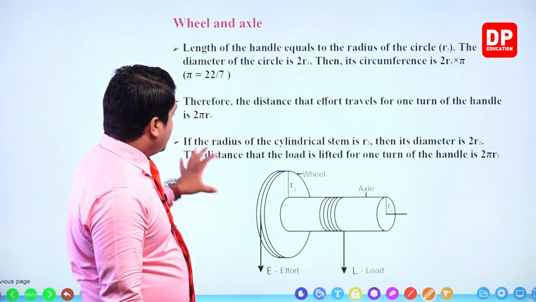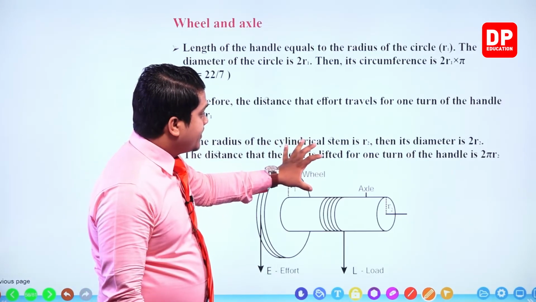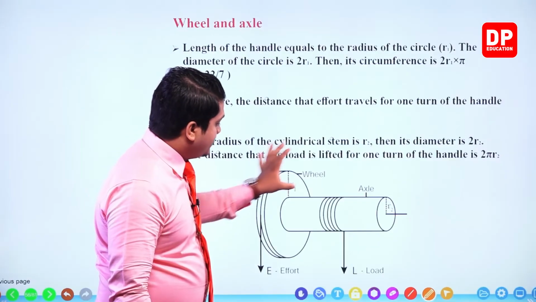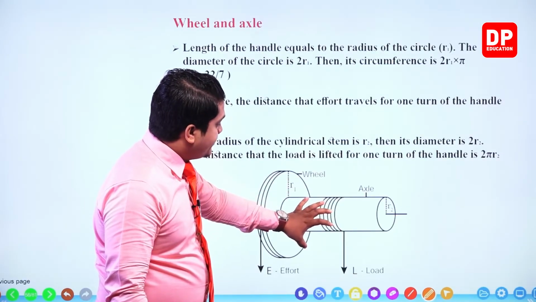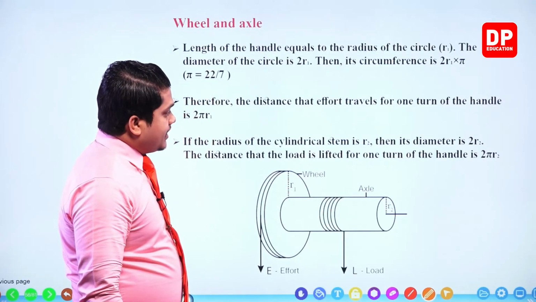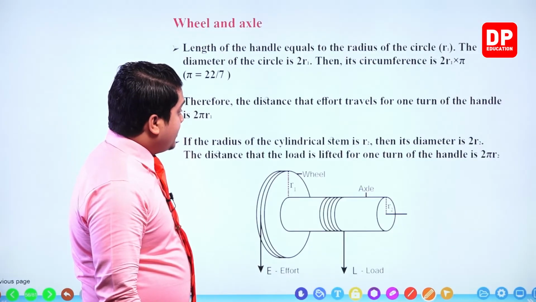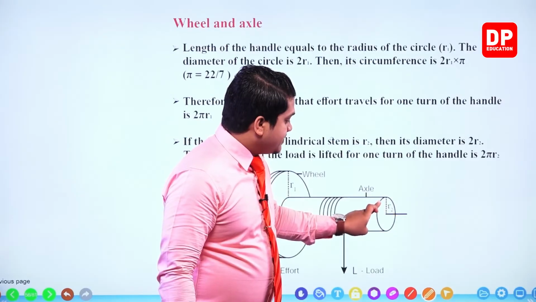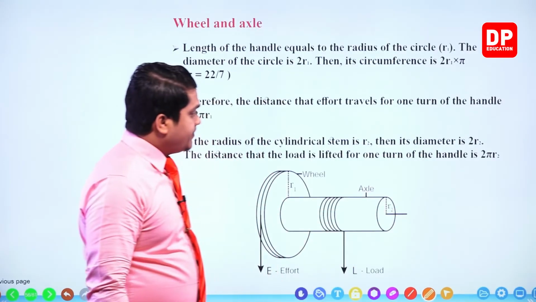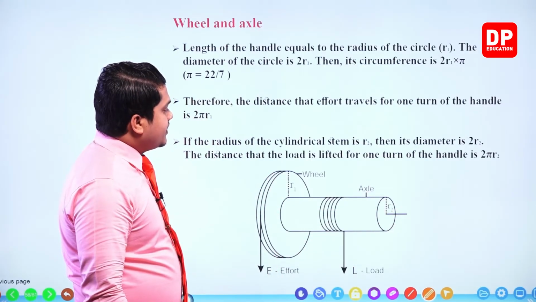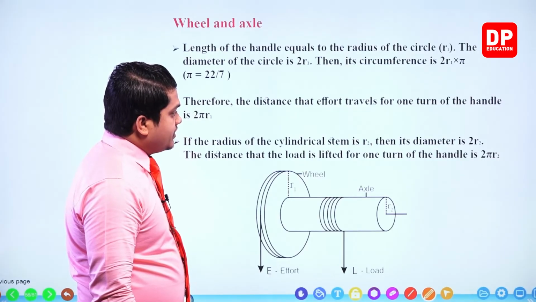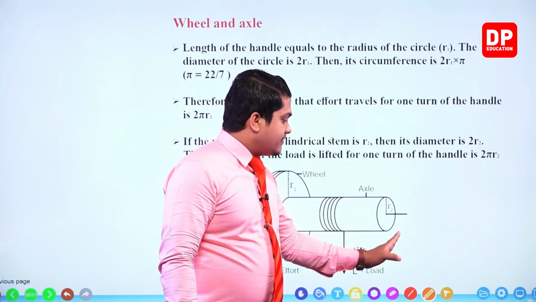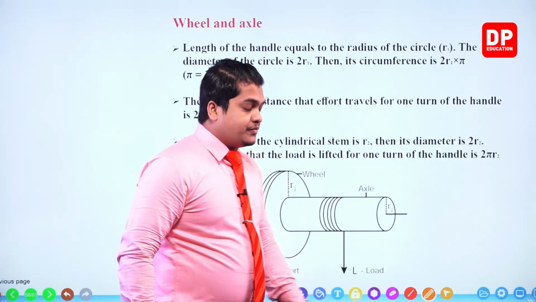Once again, therefore, if the radius of the cylindrical stem is R2, this is the cylindrical stem, right? Here in the cylindrical stem the radius is R2, then the diameter is 2 times R2. Then the distance that the load is going to lift for one turn is equal to 2 pi R2, right? So the circumference is equal to 2 pi R2.